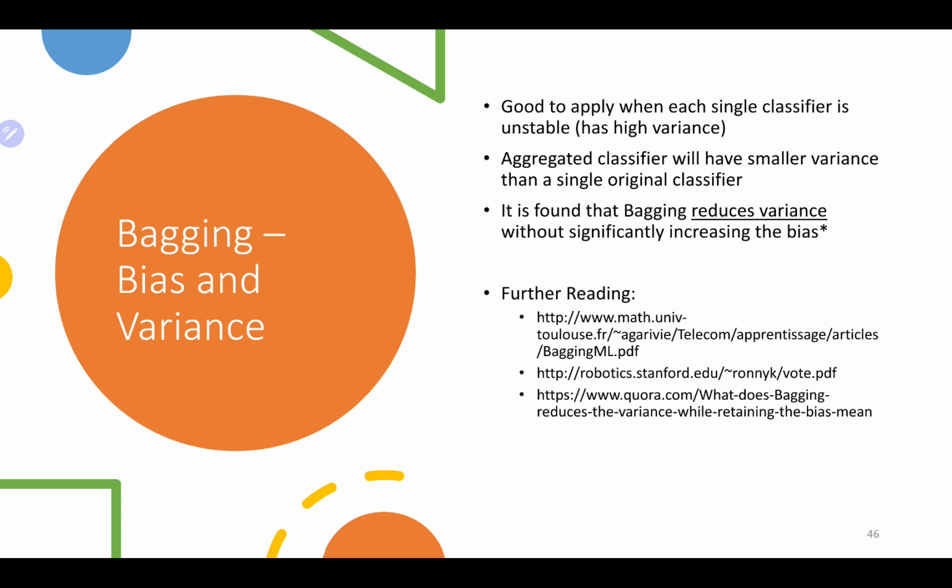Bagging, the bias and variance. It's good to apply when each single classifier is unstable. They have high variance, like decision trees. Unstable meaning, again, even a slight change in the data will lead to very different decision trees, so it's unstable. The aggregated classifier will have smaller variance than a single original classifier. It is found that bagging reduces variance, right, without significantly increasing the bias.